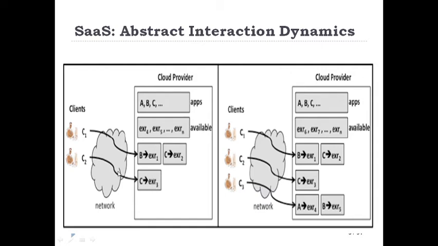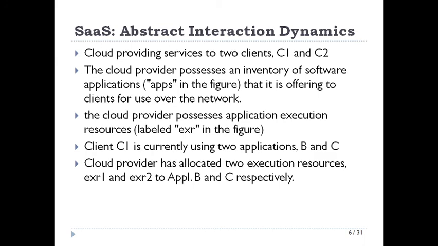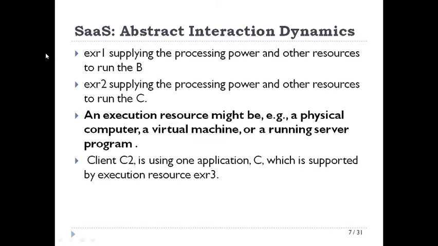And once this session terminates, suppose that the client 2 has completed his or her work and has now left the network. Once this client has left the network, then this resource will be freed and added to our stack of available resources. So this management goes on all the time, orchestration we call it. So execution resource number 1 is supplying the processing power and other resources to run the application B. Similarly, execution resource number 2 is supplying the processing power and other resources to run our application C.